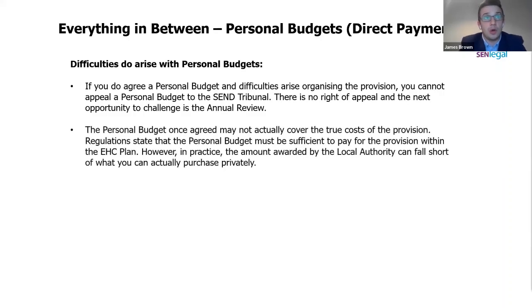Now, once a personal budget is agreed, it may not actually cover the true cost of the provision. This is something we find time and time again where personal budgets are agreed, and whilst the local authority have to provide sufficient payments to make what provision is within the EHC plan, if it does not in practice do that in terms of what you can actually get on the free market in terms of trying to secure this privately, you may not have recourse against your local authority to make up that shortfall.